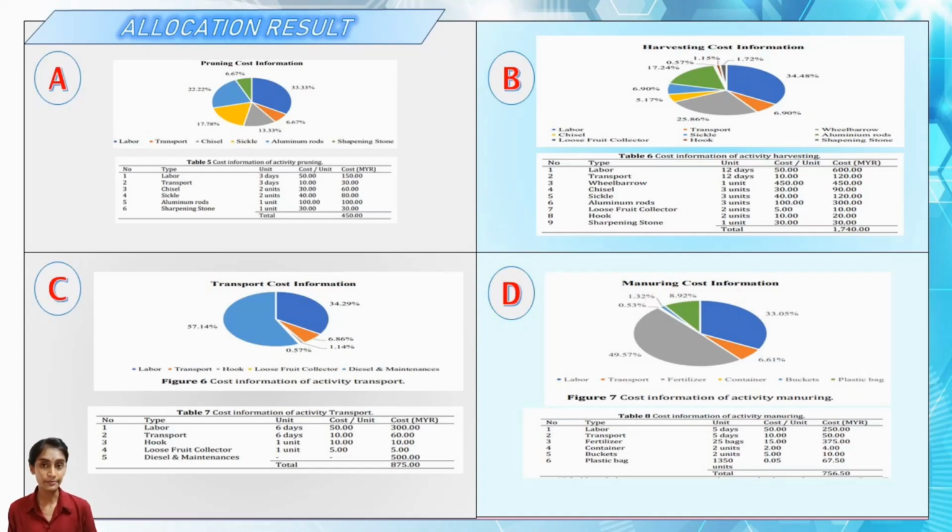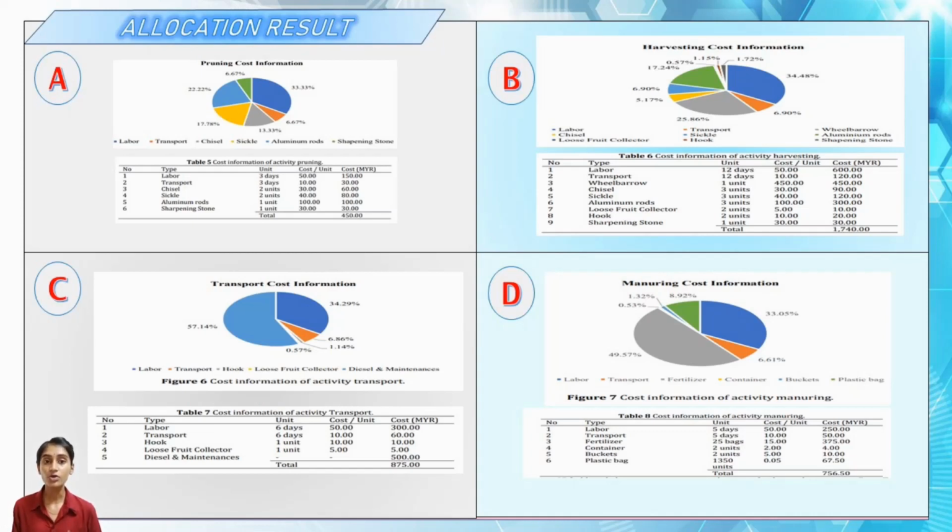While for activity B, the relationship is indicated in Figure 5. The management is able to understand how the cash flows in this operation. From Table 6, it's revealed that labor cost is the largest expense among others. While for activity C, 57.1% of total expenses are spent on diesel and maintenance, 34.3% on labor cost, 6% on transport fee and 1.7% on equipment.